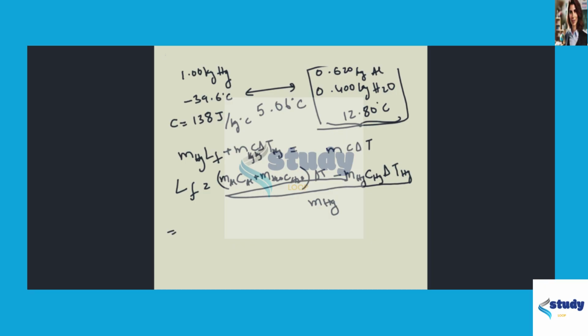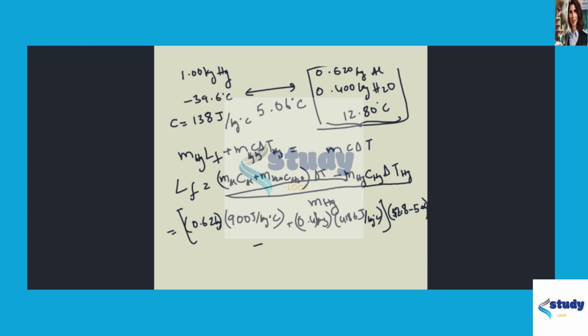So we can see that the mass of aluminium is 0.62 kilograms. We know that the specific heat of aluminium is 900 joule per kilogram degrees Celsius. Notice that the units here are kilograms. Plus the mass of water is 0.4 kilograms times the specific heat of water, which is 4186 joule per kilogram degree Celsius. The whole thing is multiplied by delta T, which is 12.8 minus 5.06.